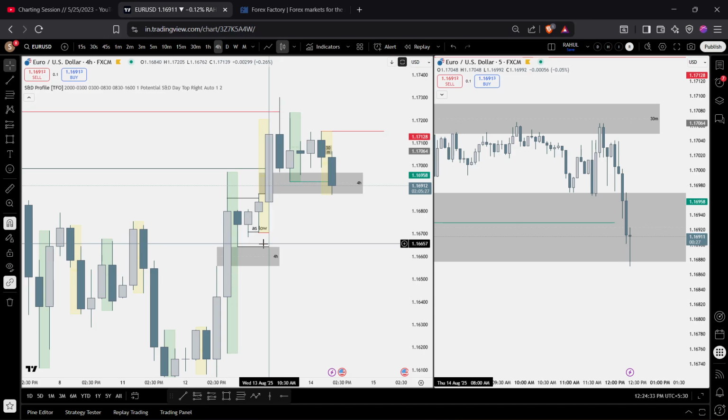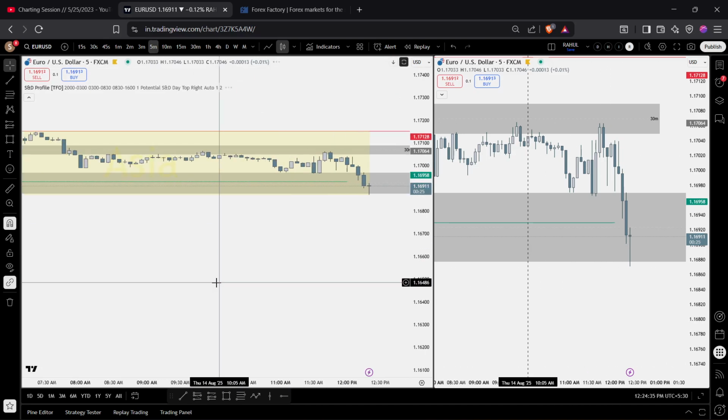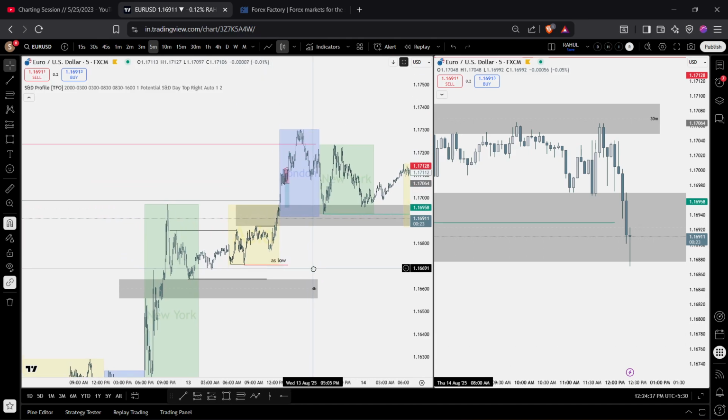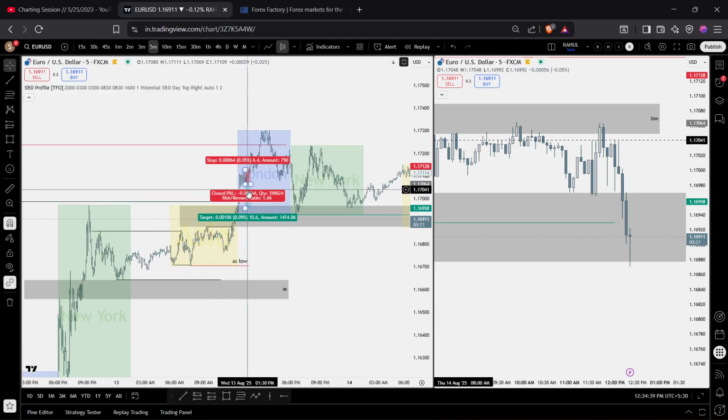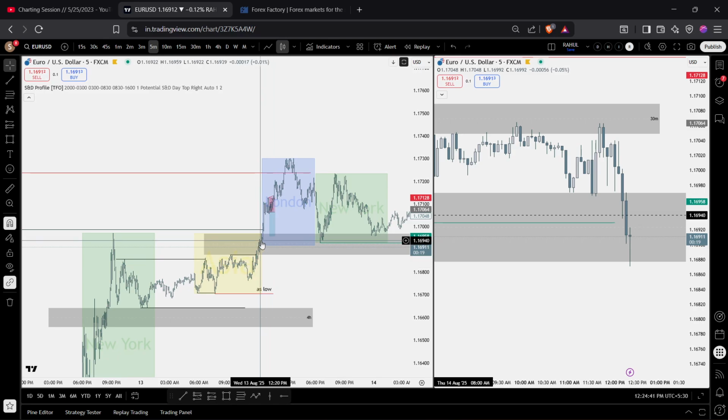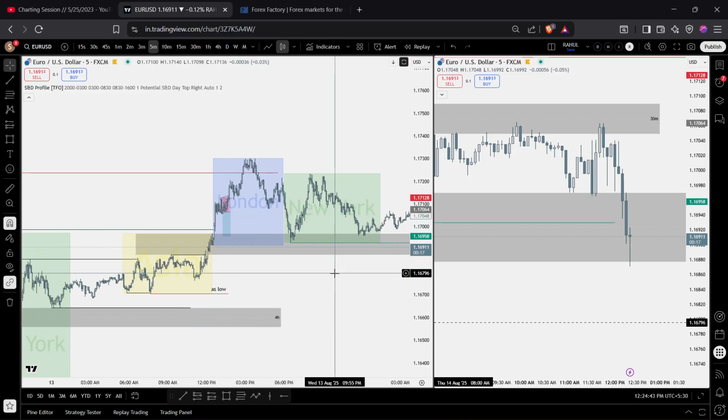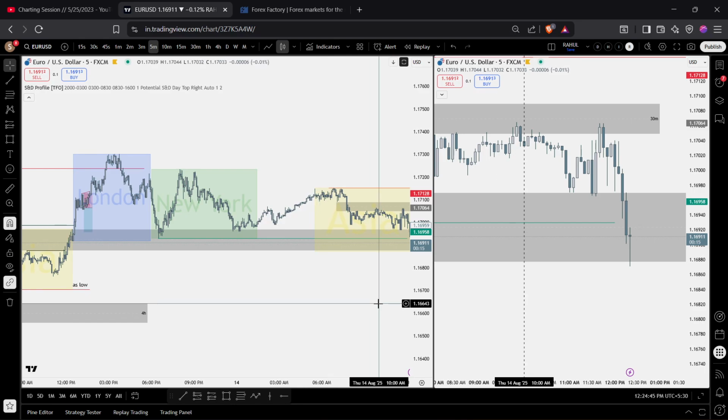Yesterday I had taken a trade here. Okay, let me just check. Yes, this was the trade. The trade was based off false lack of displacement. That's why it formed error.